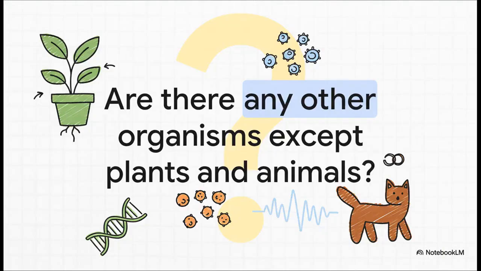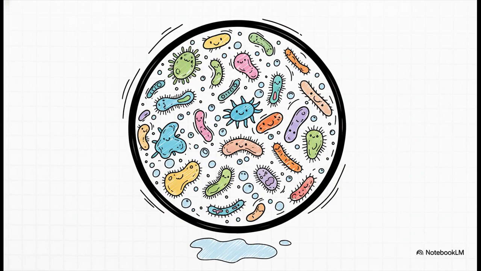So it seems pretty simple. You've got plants and you've got animals. Case closed. But wait a second. Is that really the whole picture? Or are we maybe missing something? Could there be a whole other world out there right under our noses that we just can't see? The answer to that is a huge, resounding yes.